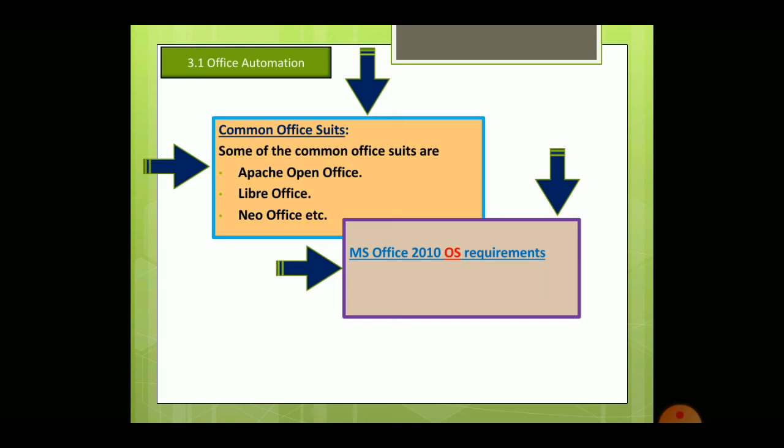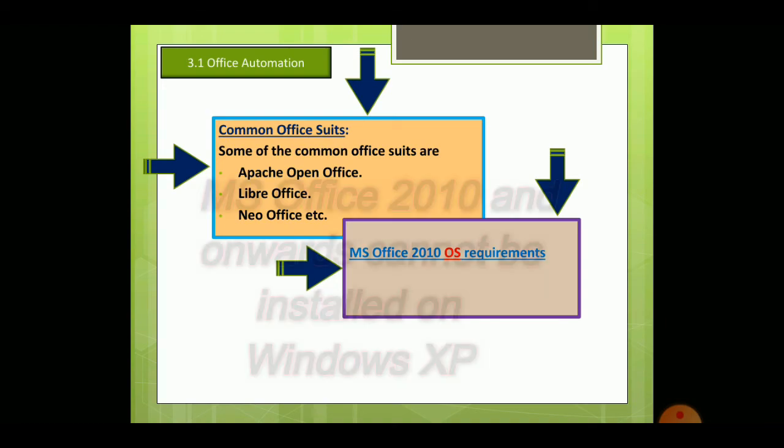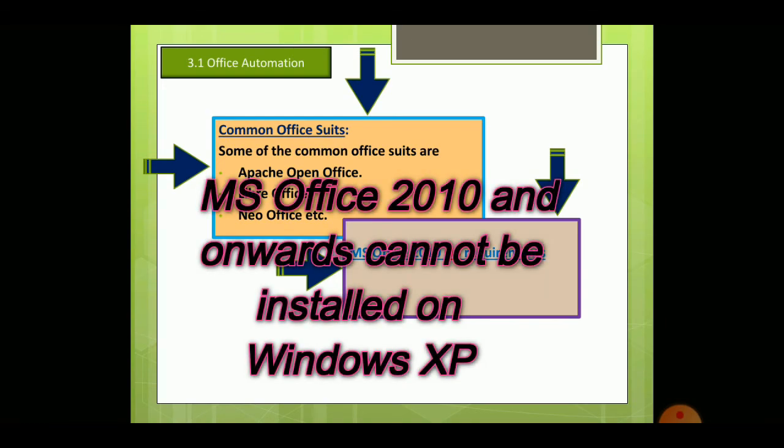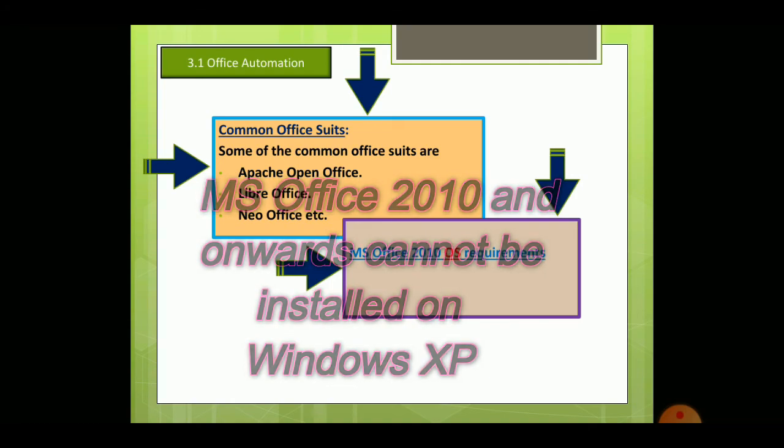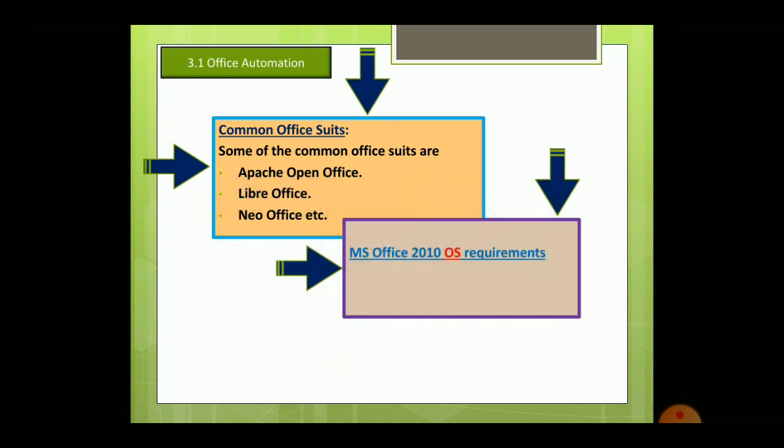Regarding MS Word, which we are going to study in detail, MS Office cannot be installed on Windows XP and lower versions than that. We need higher versions than Windows XP, such as Windows Vista, Windows 7, which is the most commonly used popular operating system, and so on and so forth.